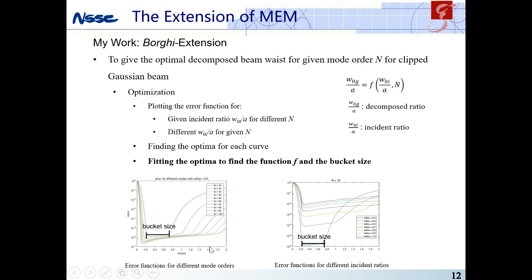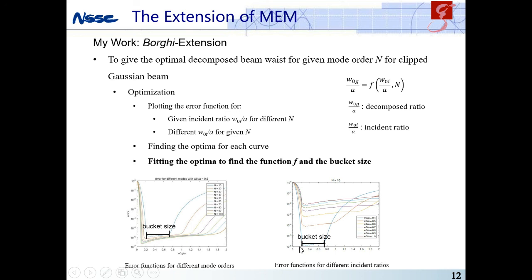This is very important because we can use a lower mode order to save time, but we don't have to lose so much accuracy. Additionally, you can see that there is a range of choices which is not ideal, but still quite usable. I call it bucket size.